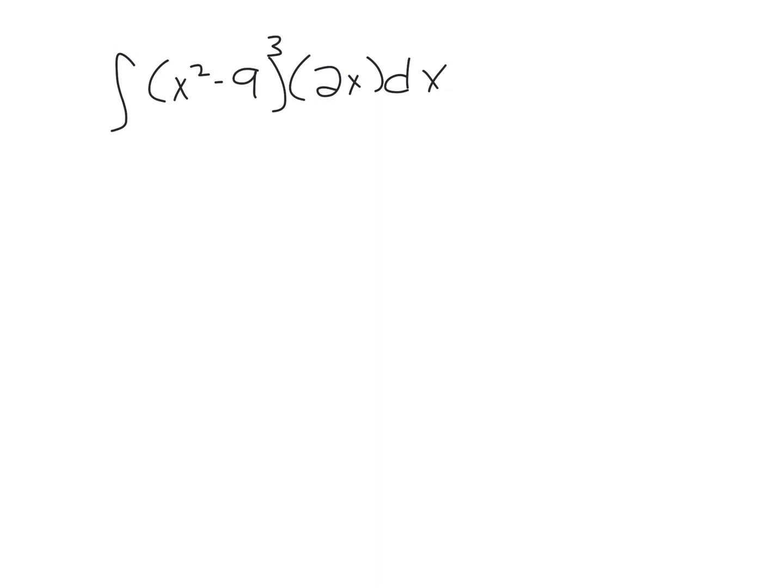All right, first example. So we got the integral, well, not from anything because it's not a definite integral. Integral of (x squared minus 9) to the third power times 2x dx. So what do we notice right away? Is this right here the derivative of this? Yes, it is, okay? So that means that can go away whenever we work this out.